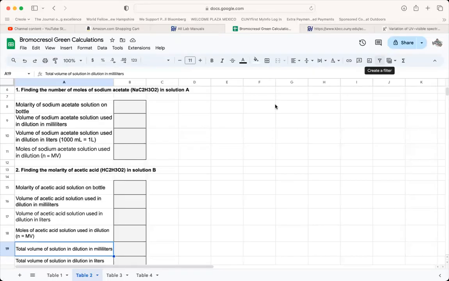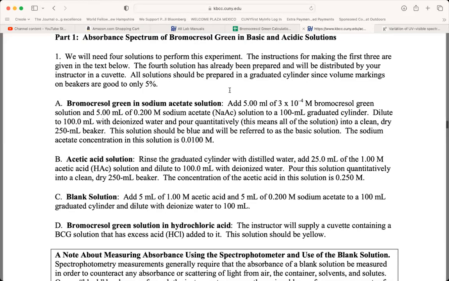Okay, so now what we're going to do is calculate the number of moles and concentrations of the solutions that we're going to need for figuring out some of these results. So to do that, let's take a look at what the solutions were.